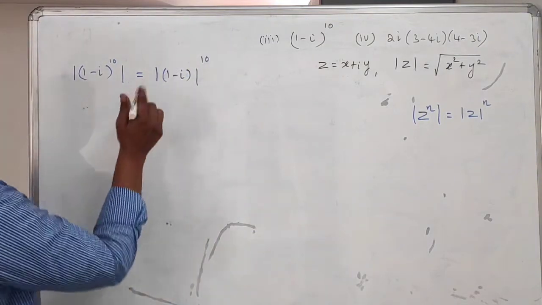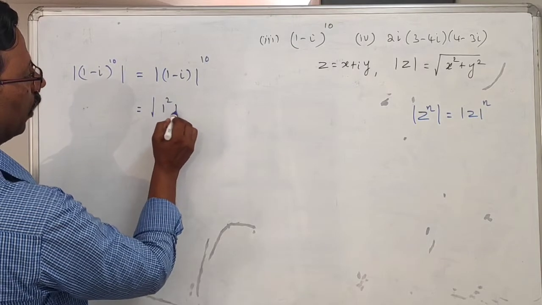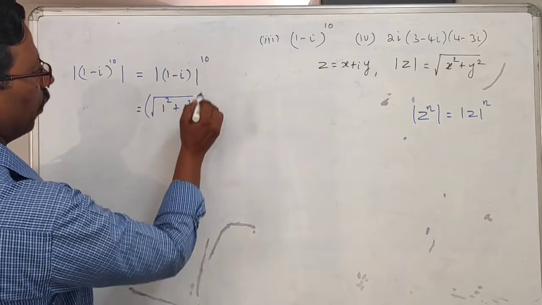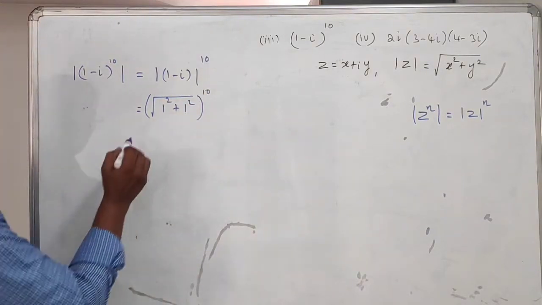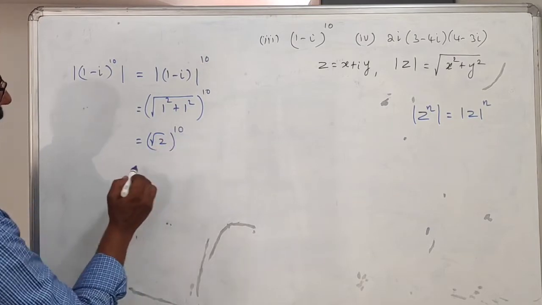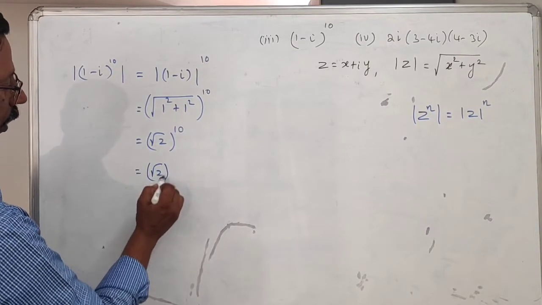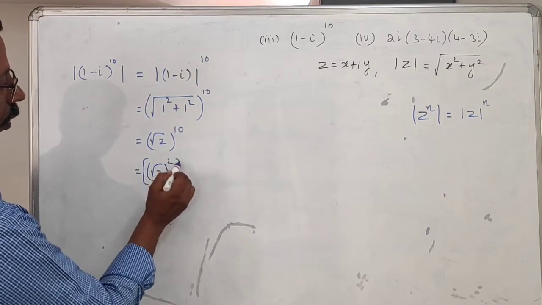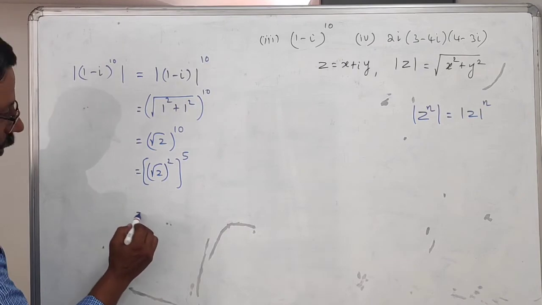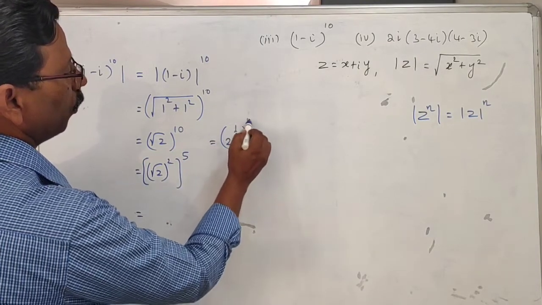Now this is in the rectangular form, therefore you can write root of real part square, 1 square, plus imaginary part square, 1 square, whole power 10, you can see. Now it's equal to root 2 power 10. This root 2 power 10 can be written as root 2 square whole power 5, or this could be written as 2 power 1 by 2 whole power 10.